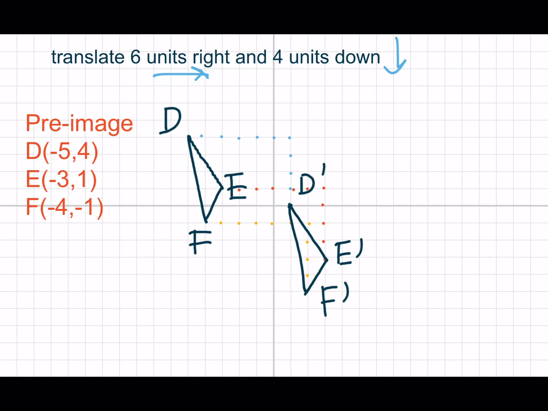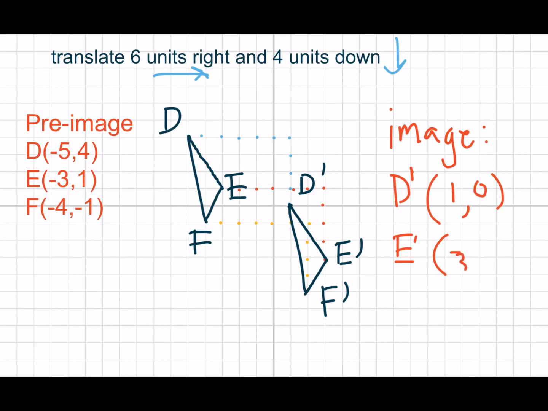We're going to do the same thing. We are going to list out our image points just so that we can track what happened. D prime is now at 1, 0. E prime is at 2, negative 3. And F prime is at 2, negative 5.